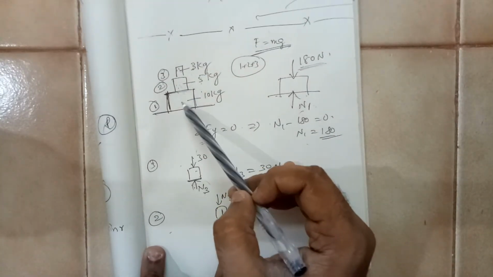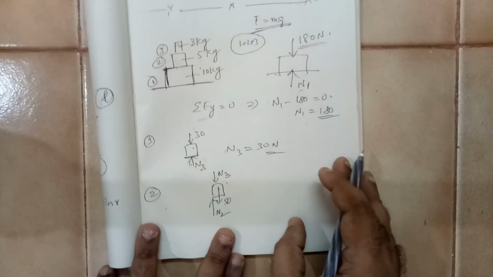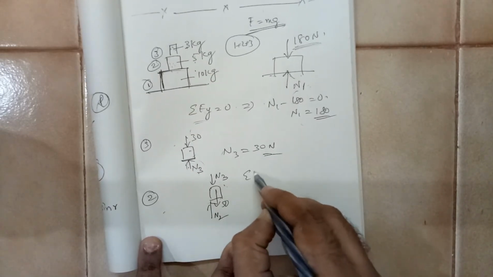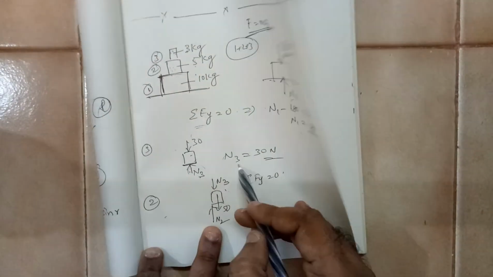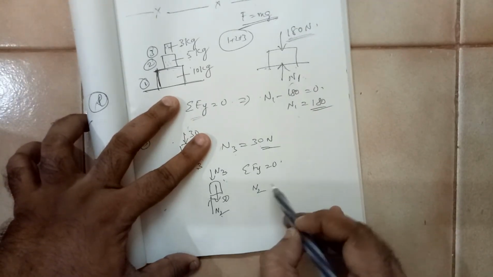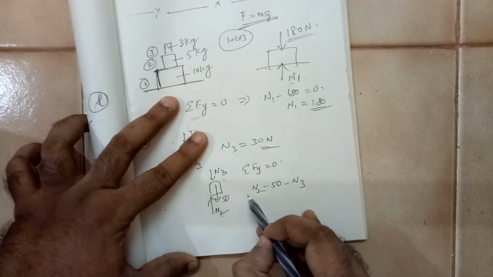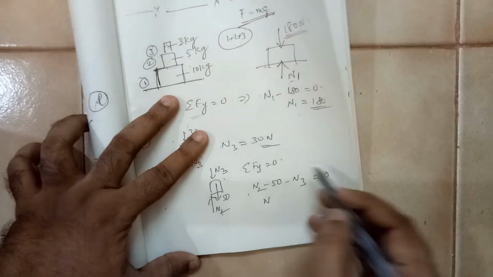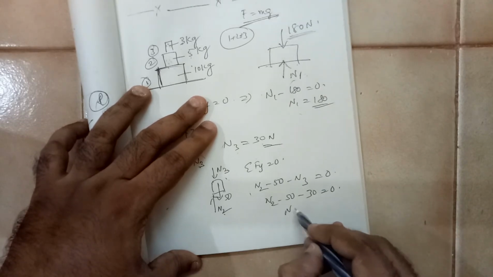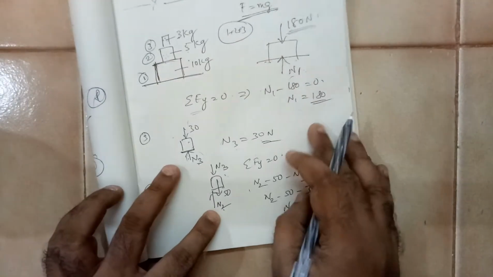And between block 2 and block 1 there will be a normal reaction N2, which is acting in the upward direction. Here also we need to put sigma Fy is equal to 0. N3 you have already worked out, it is 30 newtons. So N2 is in the upward direction, 50 is in the downward direction, N3 is in the downward direction. You have written all the forces. Sigma Fy is equal to 0. Put the value of N3: N2 minus 50 minus 30 is equal to 0. N2 is equal to 80 newtons.